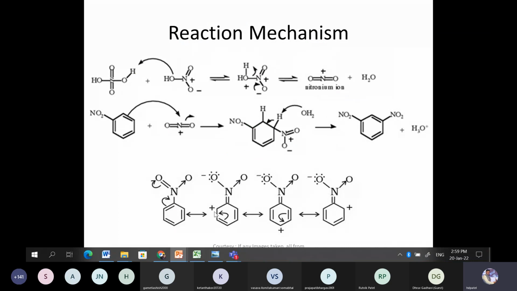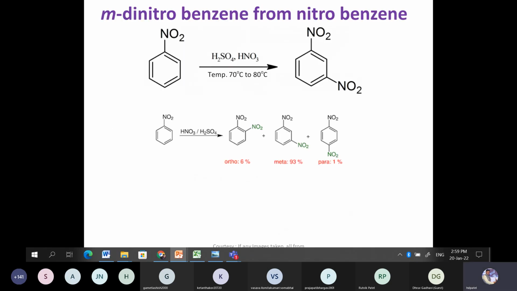Deactivated means the ring has a positive charge. Now, with the ring having a positive charge, the entering group faces some difficulties, and that's why to activate the molecule we require high temperature, and at high temperature the reaction will take place and we will get the particular product. Here it is mentioned that we require 70 to 80 degrees centigrade. If we carry out the reaction at a lower temperature, at 40 to 50 degrees centigrade, we cannot get the proper amount of product in a shorter period of time.